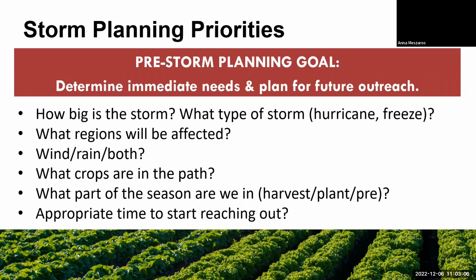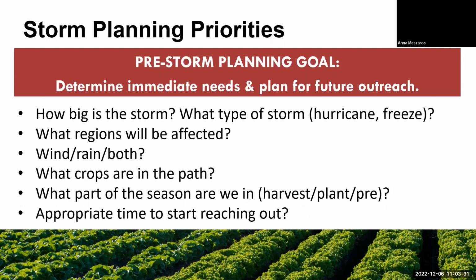So how big is the storm? What type of storm? What region? Wind, rain, or both? That became really important in Ian, especially as we started doing program planning and figuring out how to help growers. Maybe wind speed didn't hit your farm, but you had a ton of rain, so how do we make sure that we tell that story? What crops are in the path? What part of the season are we in? And then, when is the appropriate time to start reaching out?